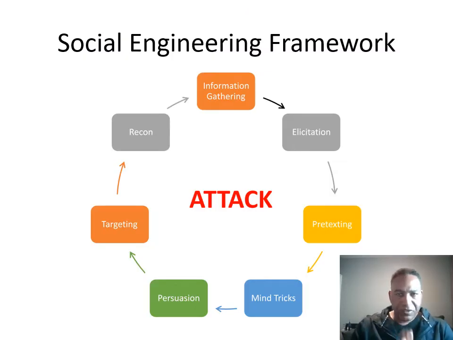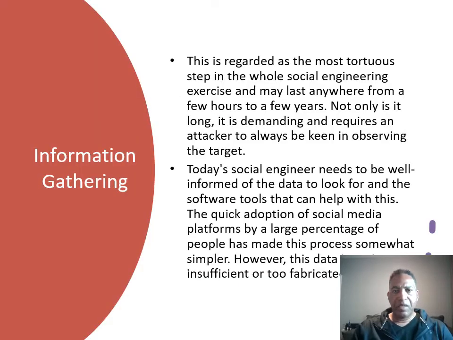So, the Social Engineering Framework has 7 steps. The first is information gathering, then there's elicitation, pretexting, mind tricks, persuasion, targeting, and then recon. And I'm going to walk you through each of these, give you a better understanding of what they are. So, the first is information gathering.